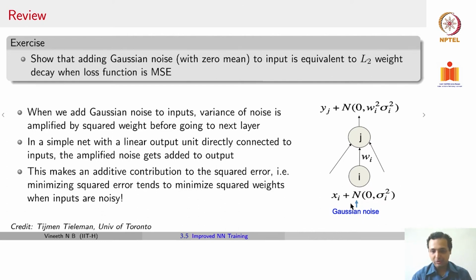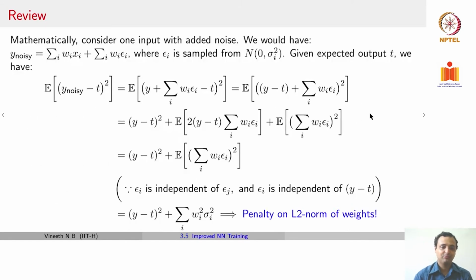So you have Gaussian noise, say sampled from a distribution with zero mean and variance sigma squared, and when you send it through a layer, it's amplified by W, and it goes through to the output layer with a new variance which is amplified by Wi squared. That's the intuition. Let's work it out mathematically also.